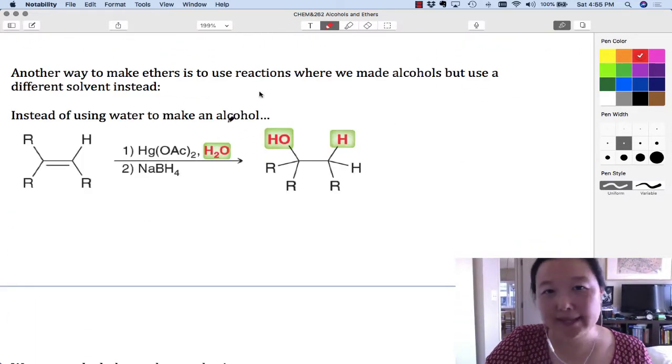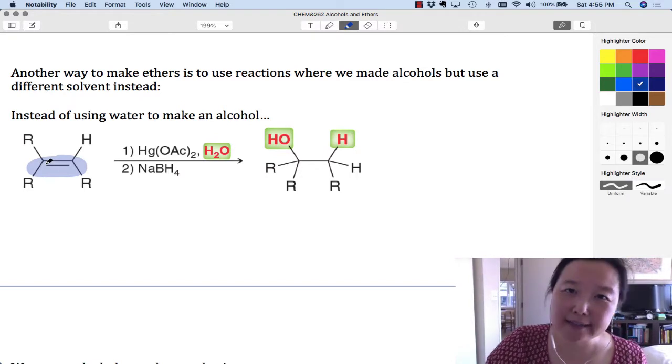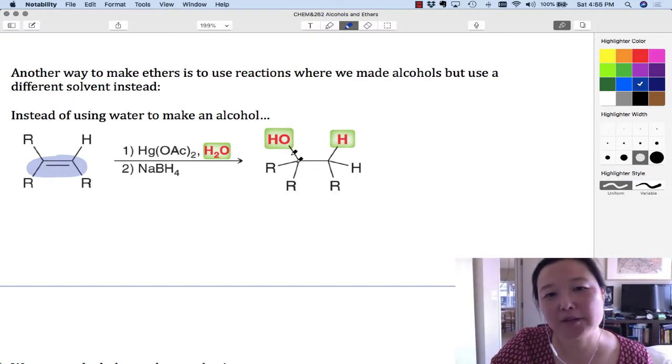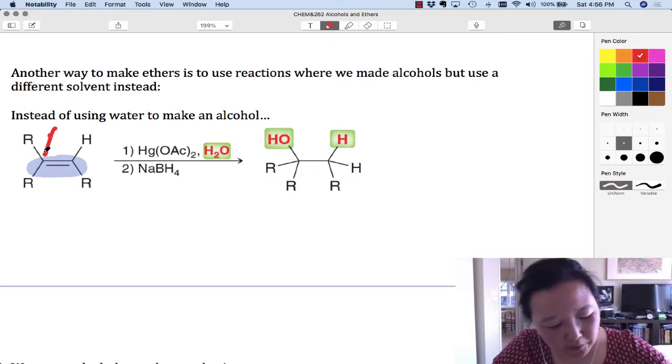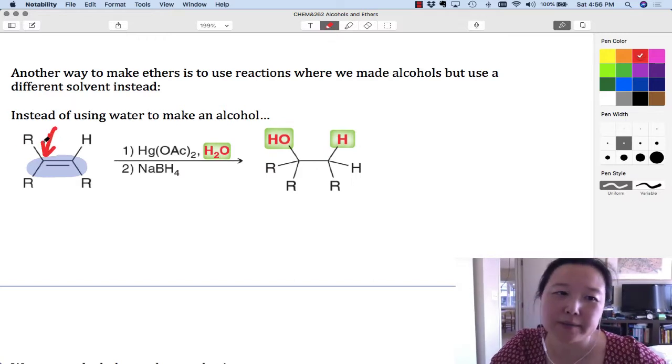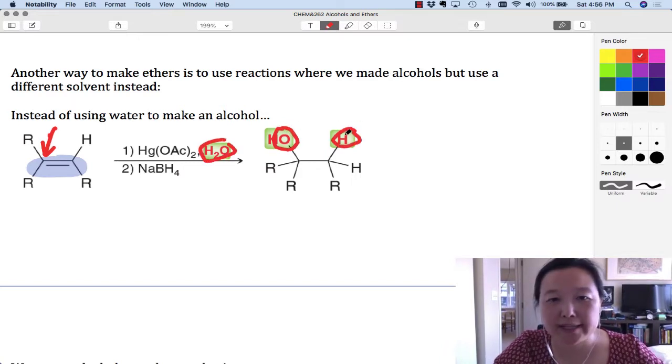Now, another way to make an ether would be to use an alkene as a starting material instead of an alcohol. And in this case, you can make tertiary, secondary, primary, methyl. You can make whatever alcohol you have turn into an ether just by changing the solvent here. So let's review. So you've got a double bond here. The only thing is this is Markovnikov. So you're only going to get the OH on the more substituted carbon, which is this one. And because we use water, we get an OH group added here and an H group. That's water, HOH.